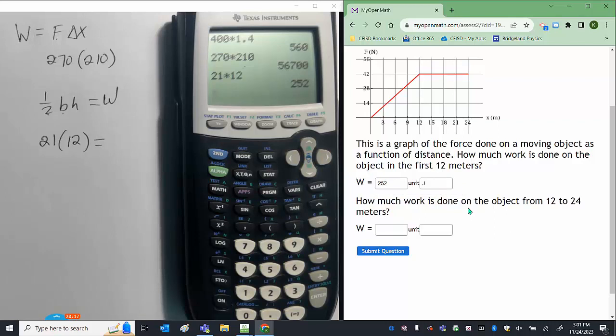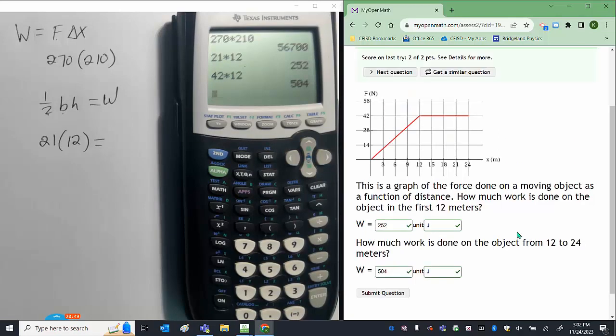How much work is done on the object from 12 to 24 meters? Well, from 12 to 24 meters, we have a constant force of 42 newtons being applied, and it's being applied from 12 to 24 meters, so that is applied over a total displacement here of 12 meters. So now we don't have to do the average. Now it's the area of this rectangle, and it's going to be 42 times 12, which is 504 joules.